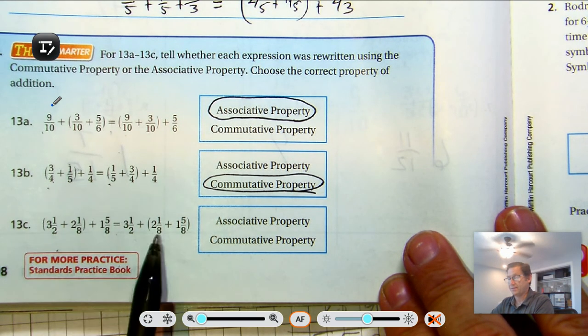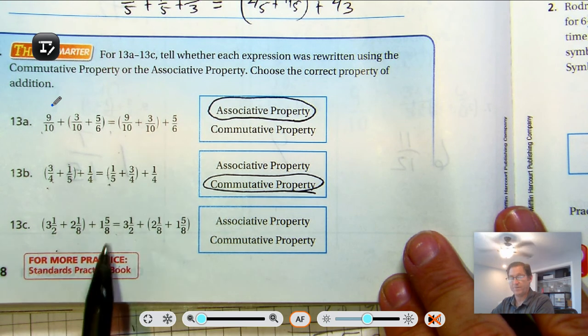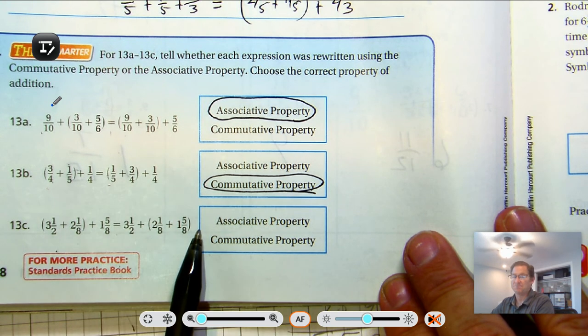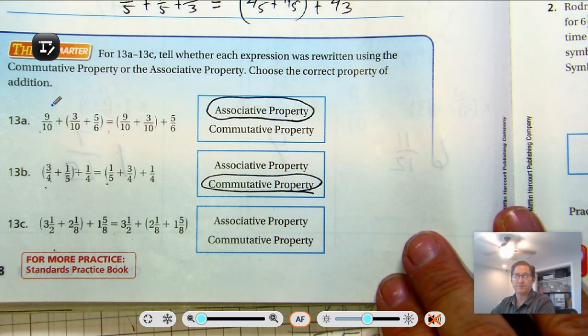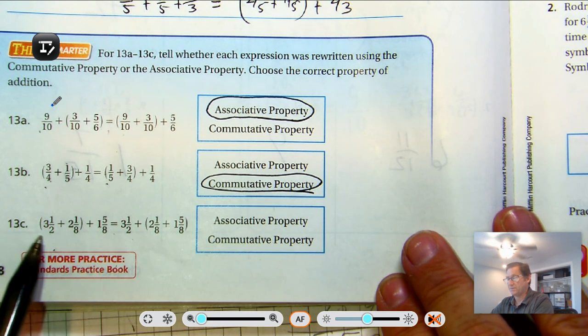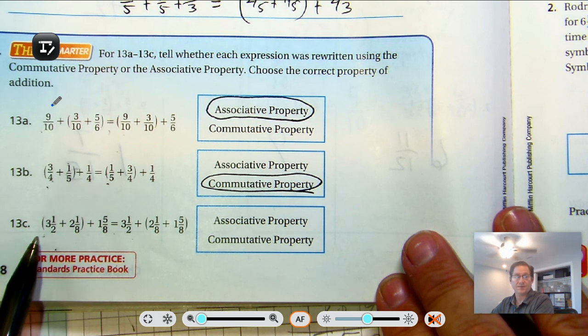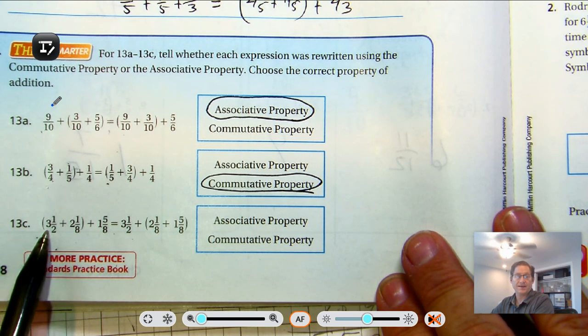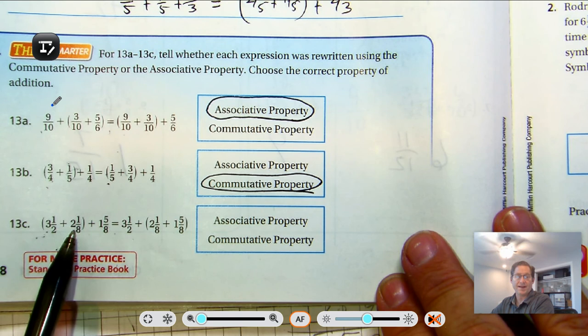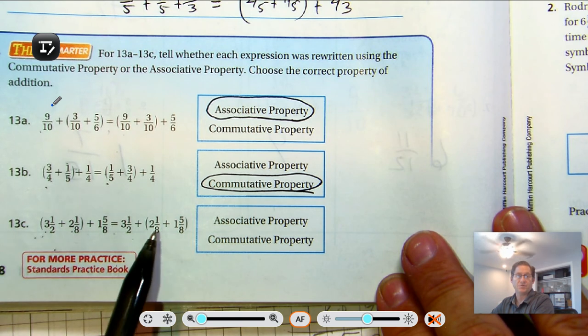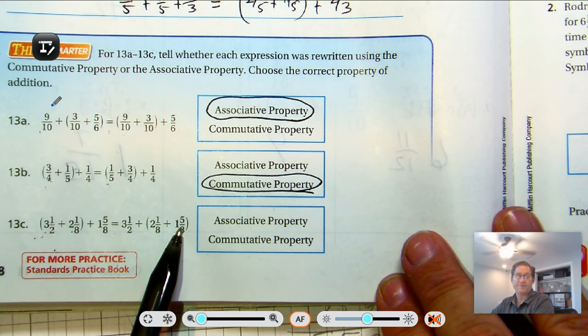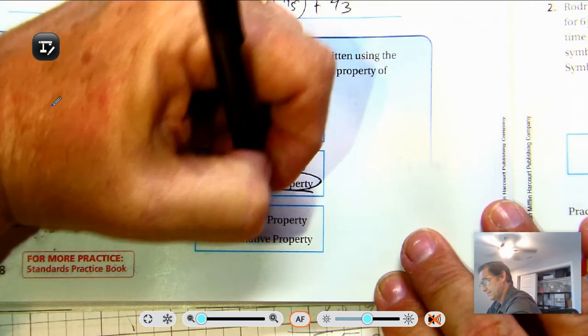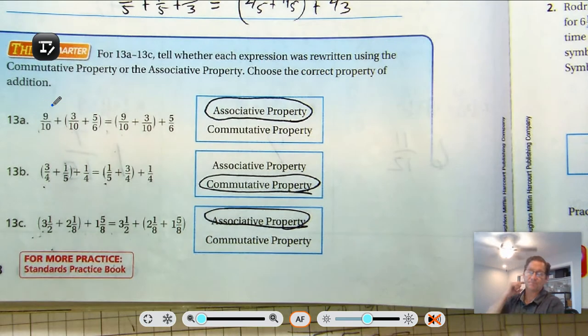And C, 3.5, 3.5. 2 1/8, 2 1/8. 1 5/8, 1 5/8. Can't be commutative property. Same exact addends, same exact order. The only difference is what's in between the parentheses. On this side, 3.5 is grouped with 2 1/8. On this side, the 2 1/8 is grouped with 1 5/8. So that's the associative property.